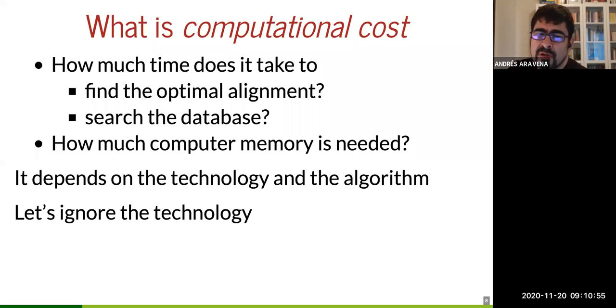What is computational cost? Essentially, it is how much time you take to solve a problem. For example, how much time you take to find the optimal alignment or search in the database. In some cases, instead of time, you count the memory. These are the two resources that we keep track of, time and memory. There is a trade-off in general: if you have a lot of memory, you can save some time.